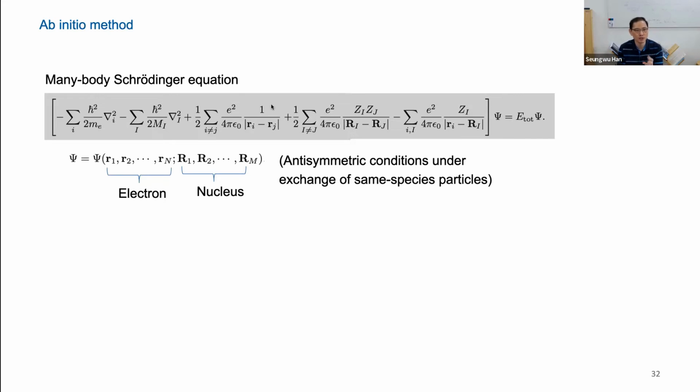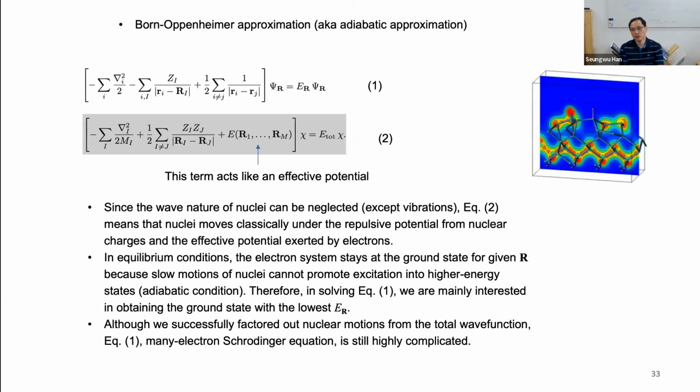I will not go into the details of this equation, but it is very, very highly complicated. You cannot solve this, even for a very small number of electrons and nuclei. So there's no way that we can solve the whole equation for a real material. But there are two approximations that actually enable us to apply this quantum mechanics to our materials. The first one is the Born-Oppenheimer approximation, also known as the adiabatic approximation.